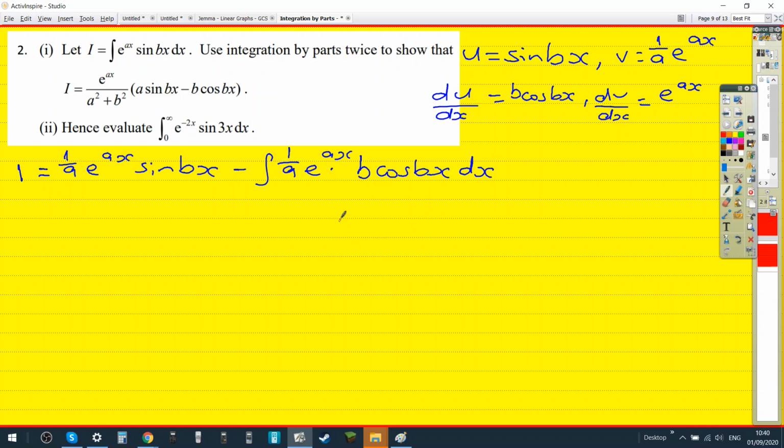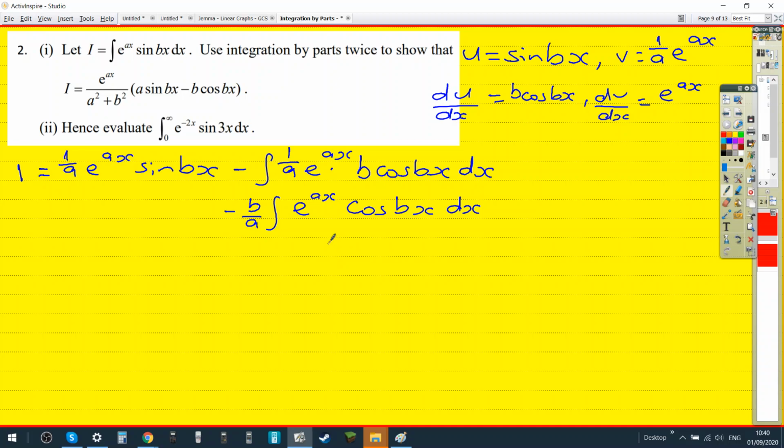Okay, and then we can write that as b over a. Is that good, or we just don't bother? I think we bring it out. So minus b over a. This is the second integration by parts, right? That was the first. So then we would just do it again.